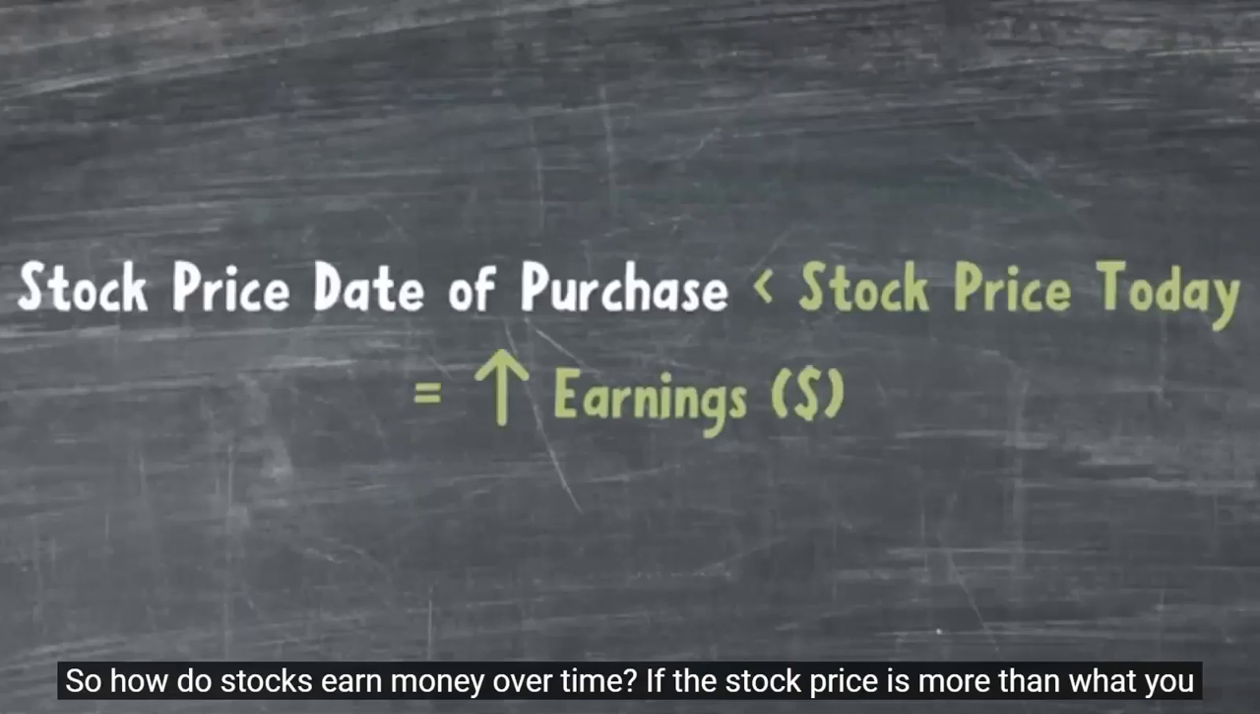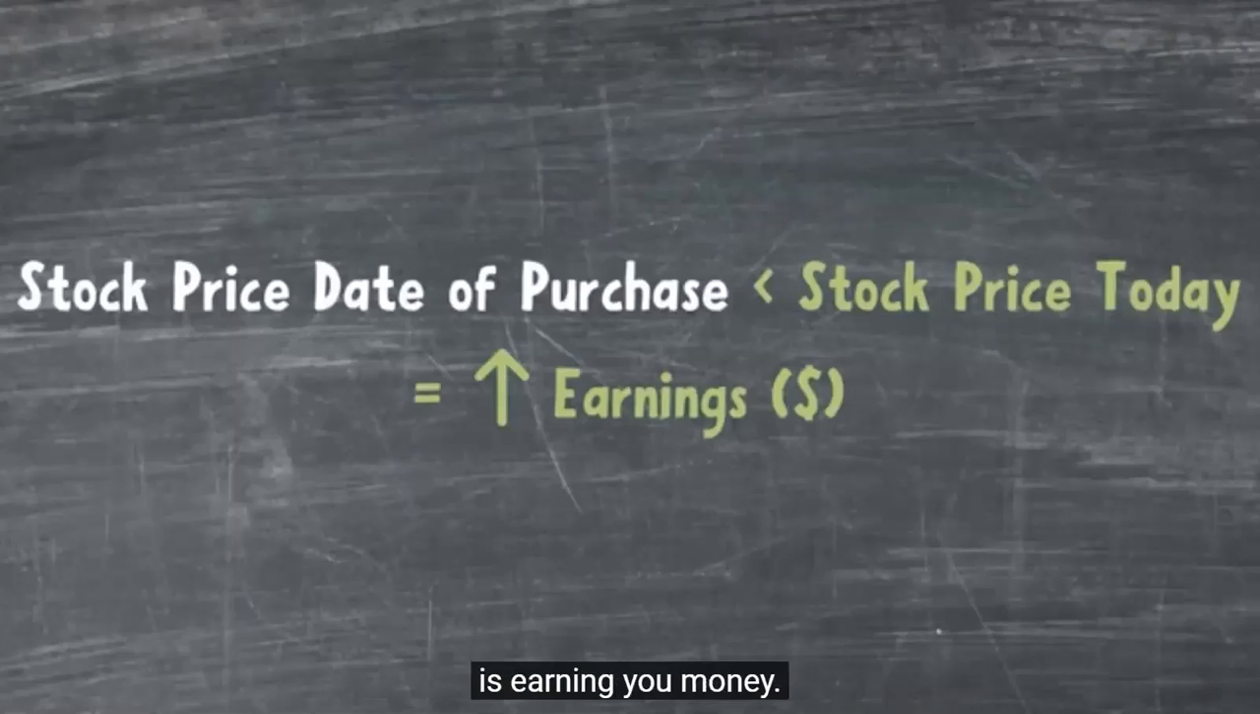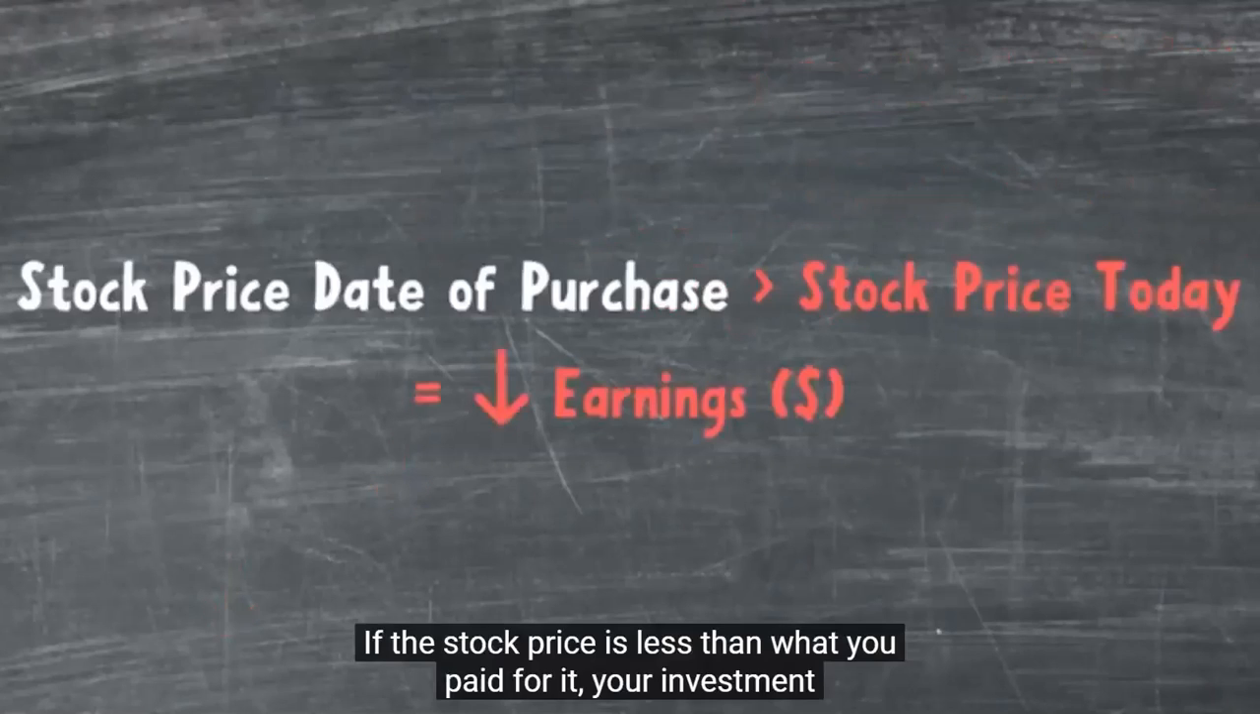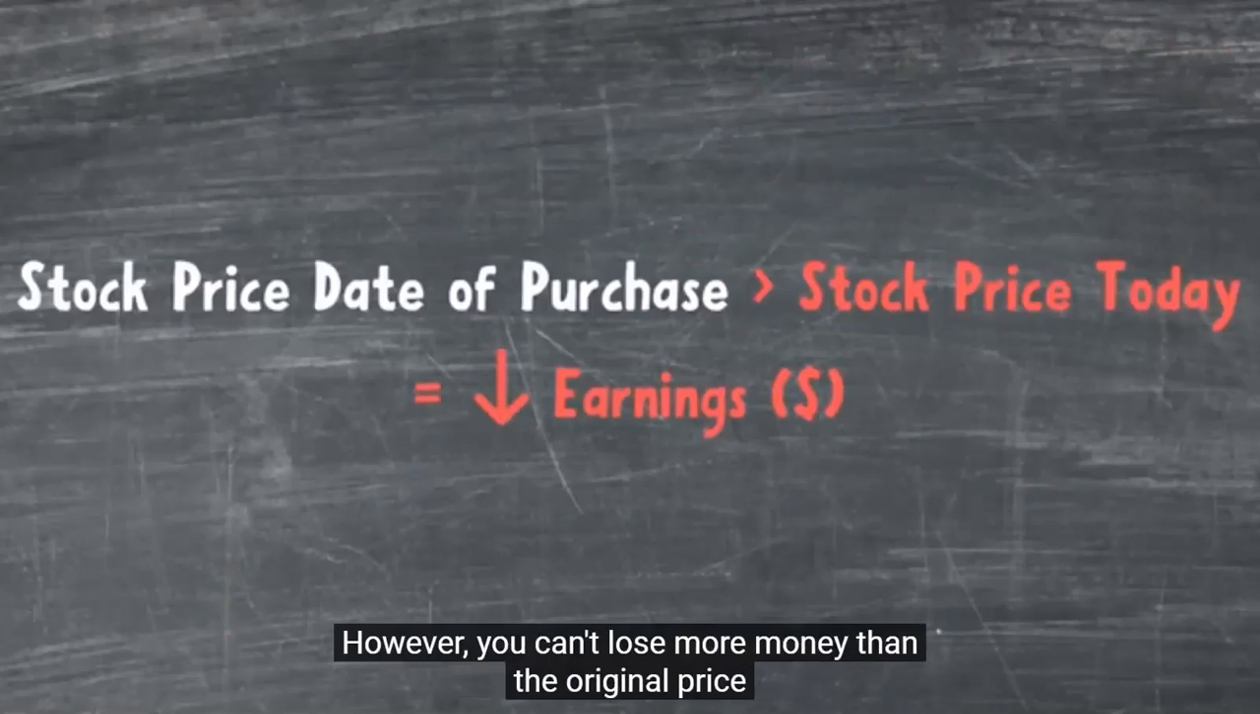So how do stocks earn money over time? If the stock price is more than what you paid for it, your investment increases in value and is earning you money. If the stock price is less than what you paid for it, your investment decreases in value and is losing you money. However, you can't lose more money than the original price you paid for the stock.